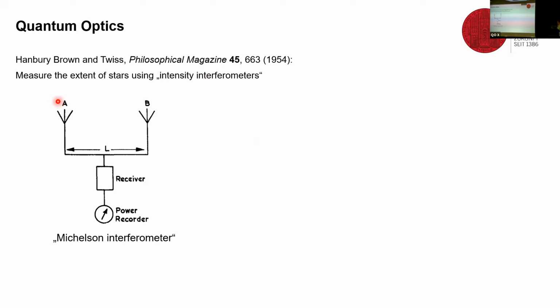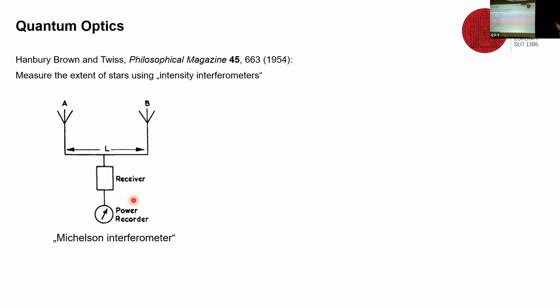Okay, people used radio frequency antennas spaced by a particular distance and interfered the signals, which of course in the radio frequency domain is really just interfering electrical signals on some power recorder, and they called this a microscopy interferometer, to measure the extent of radio objects.